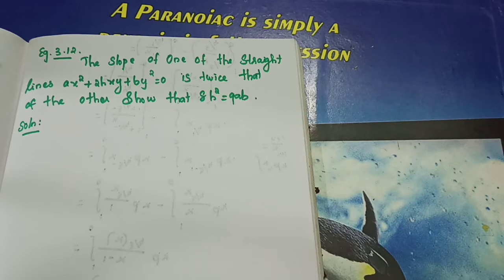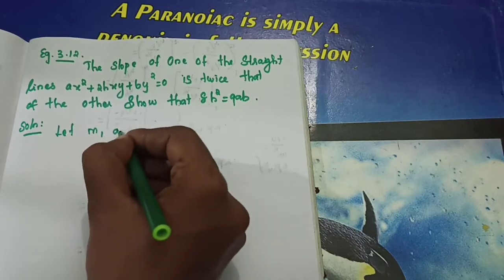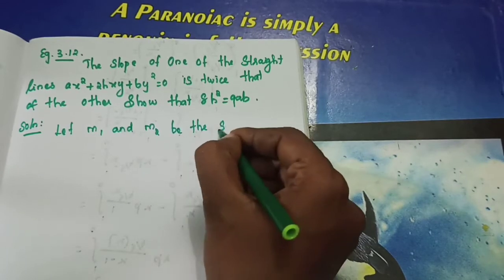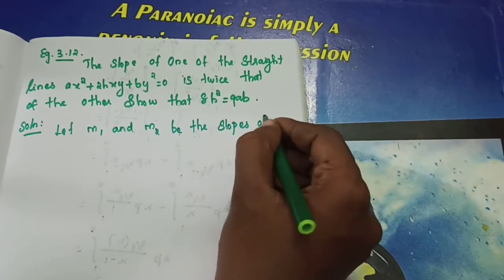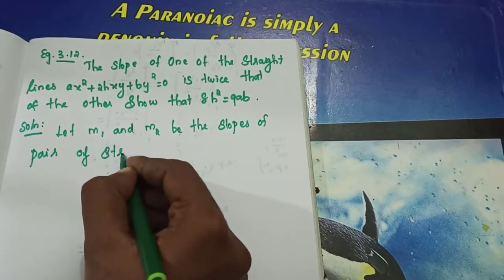So here one equation is given. From that you find the sum of the slopes and product of the slopes. The reason is the question says the slope of one of the straight lines is twice the other. So they connected it with the slope. So if you know the slope, only then can you apply the condition that one is twice the other. Is it right? So we need to find m1 and m2 values. Okay, first, let us consider. Let m1 and m2 be the slopes of the pair of straight lines.